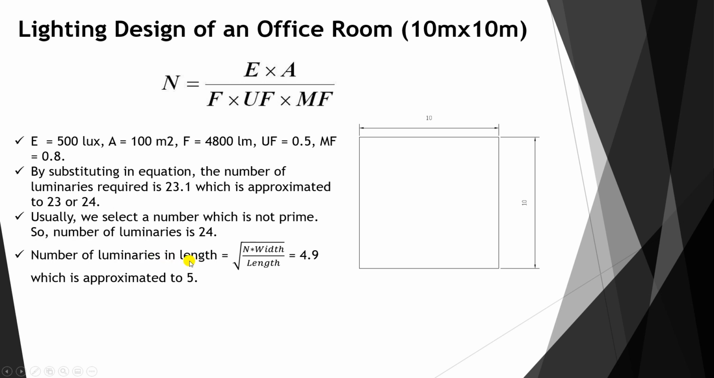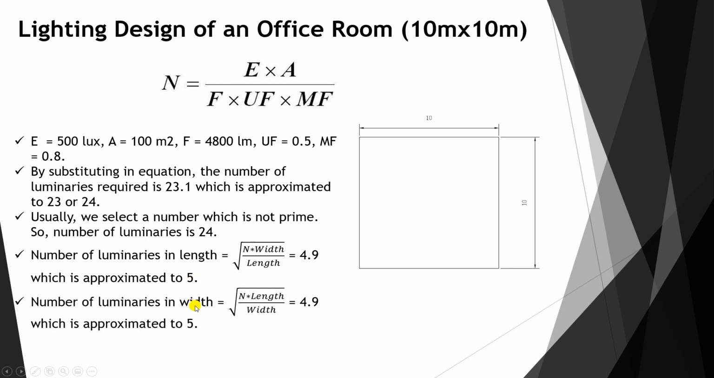So length is equal to square root of n, which is the total number of luminaires, which is 24, multiplied by width, which is 10, multiplied by length, which is 10. Okay, so the square root gives us 4.9, which means nearly 5 luminaires required.